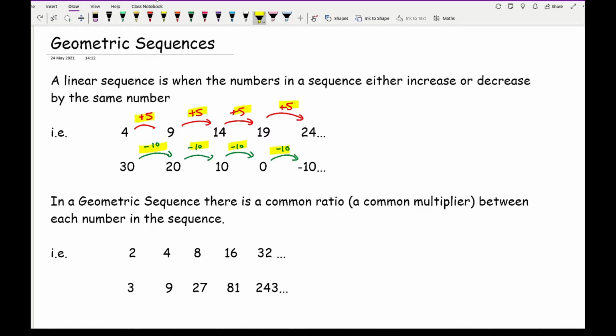Now in a geometric sequence, which is highlighted there, there is a common ratio or common multiply between each of the numbers in the sequence. So here you can see that the difference between each of the numbers is not the same. Here we've got +2, here we've got +4, here +8, and here +16. Now it would be possible, by noticing a pattern between these numbers, to work out what the next number is. So you think, right, well the difference is just doubling. So the next difference is going to be +32, which would be 64.